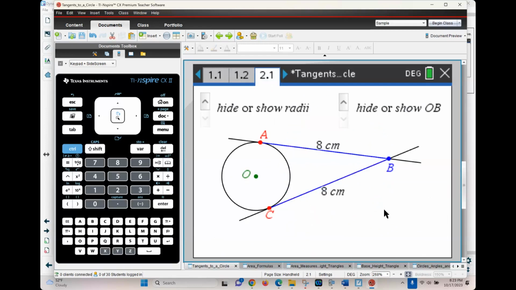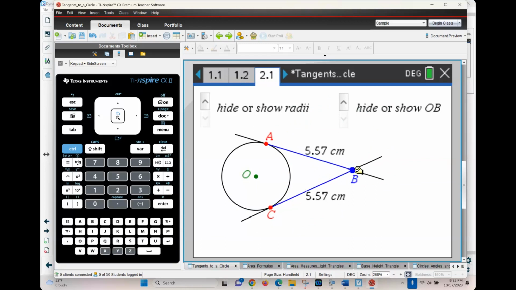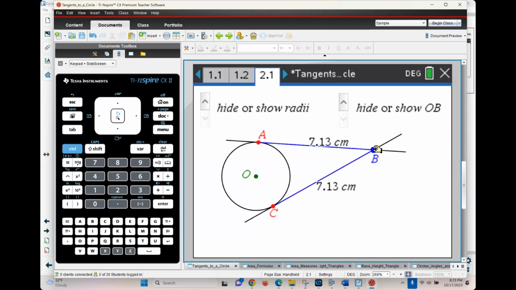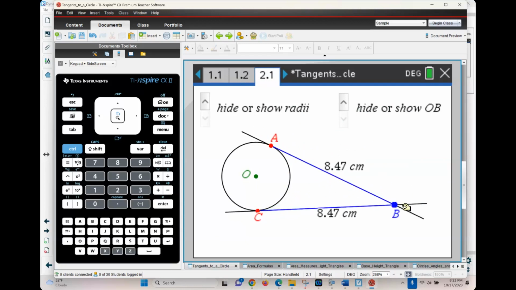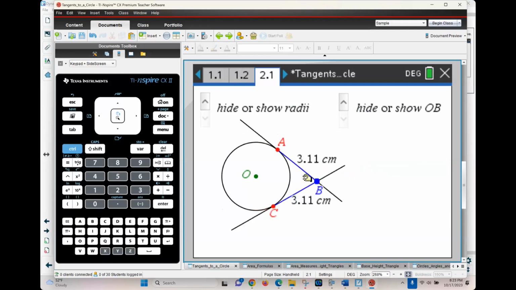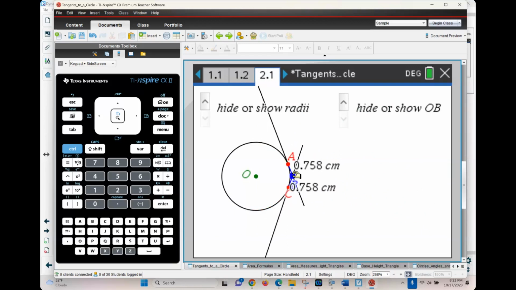Next page, we have those 2 lines drawn from an exterior point. I would like my students to think, are segments AB and CB always going to be equal? So I'd like them to grab point B and pull it around. And it looks like those 2 segments are always equal. How about if I get really close? If I get on the circle, then we get a problem. If we go inside the circle, it doesn't work because they're not externally tangent anymore.